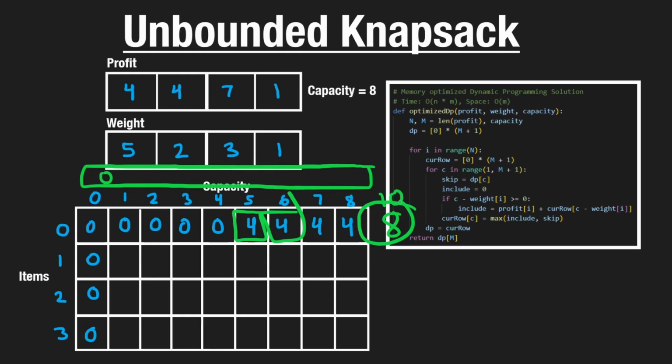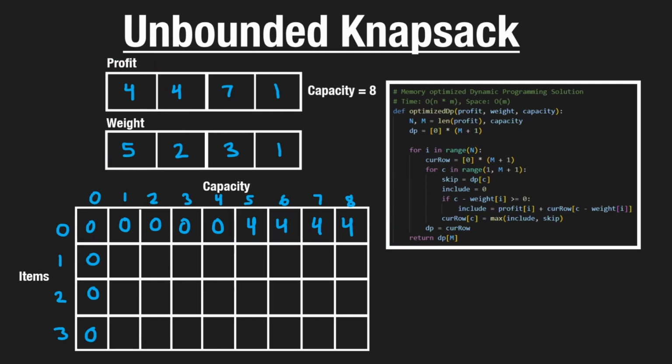Because from here, we would have looked to the left and saw that even with a capacity of 5, we would be able to get an item. So we can say 4 plus the capacity we have, 10, would give us, we would be able to include this item twice. Now, after we've calculated that row, we're going to assign that to DP, and then we're going to go to the next iteration of the loop and create a new row down here, and it's going to be filled with all zeros.